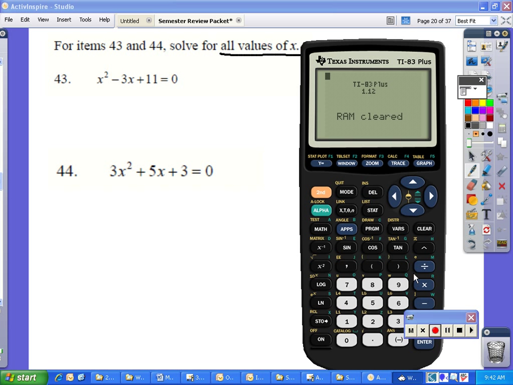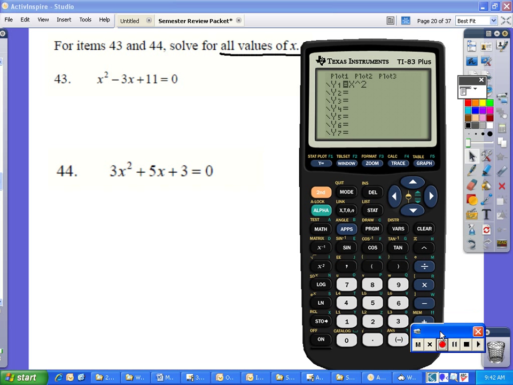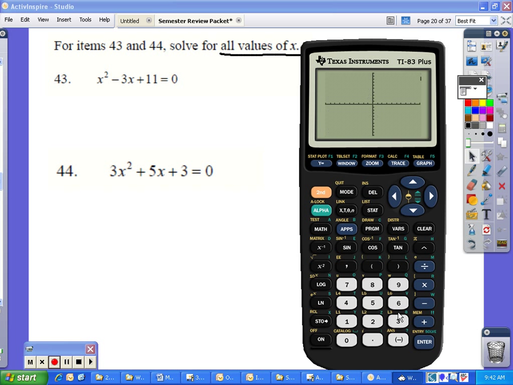In order to start that, on your calculator you're going to go to the y equals key. You're going to press y equals in the calculator, and you're going to put in x squared minus 3x plus 11. Then you're going to press zoom 6 to get a standard viewing window again.